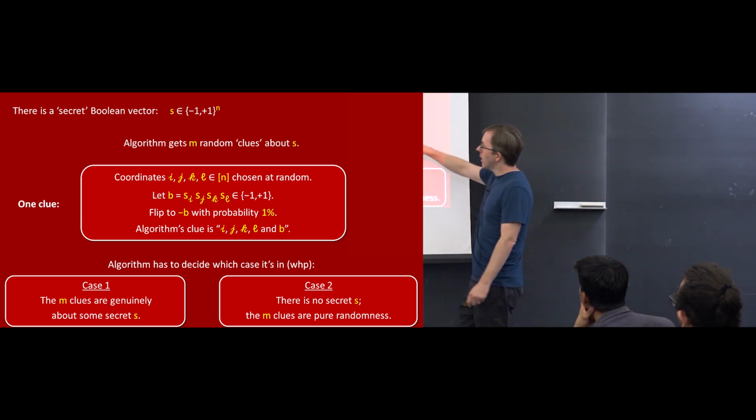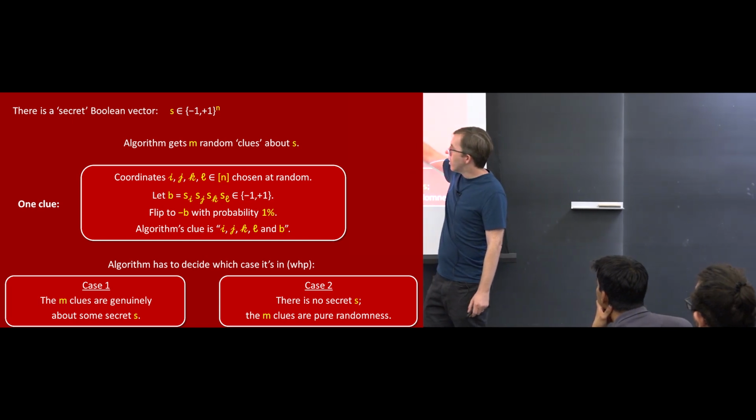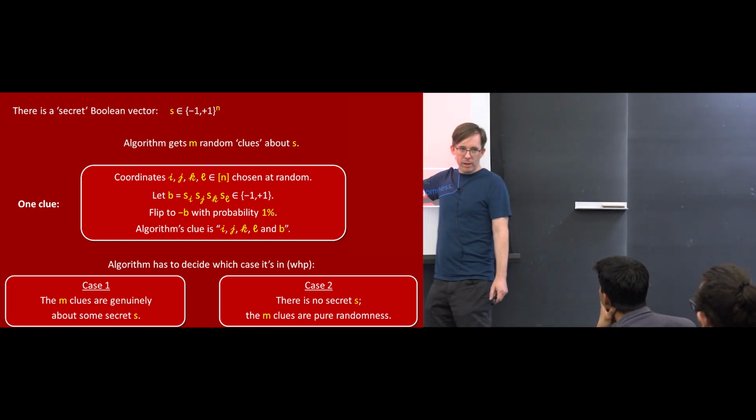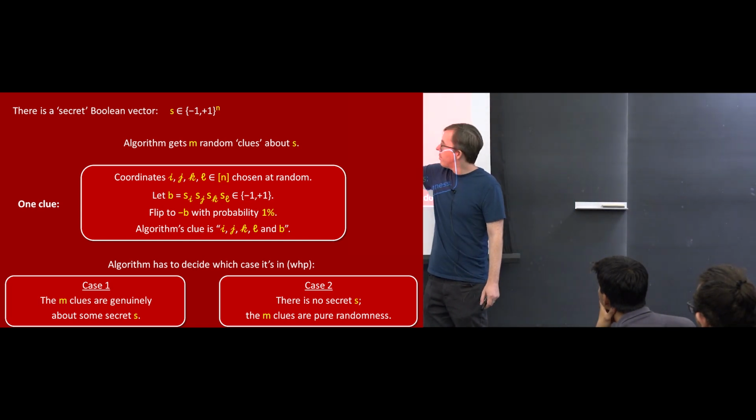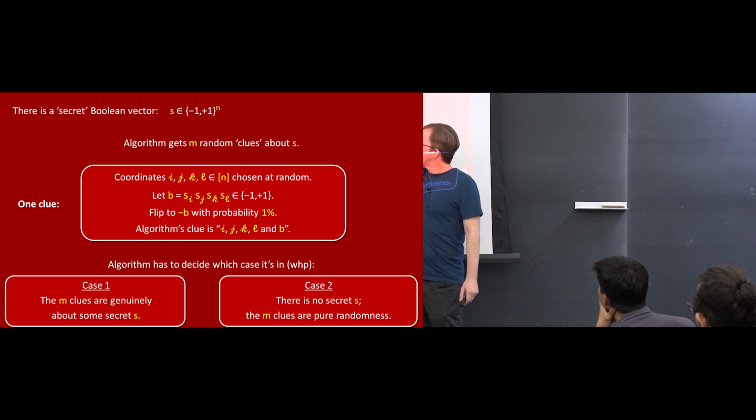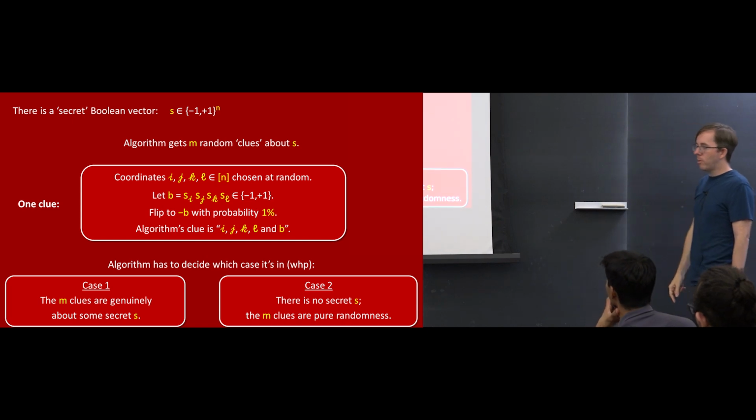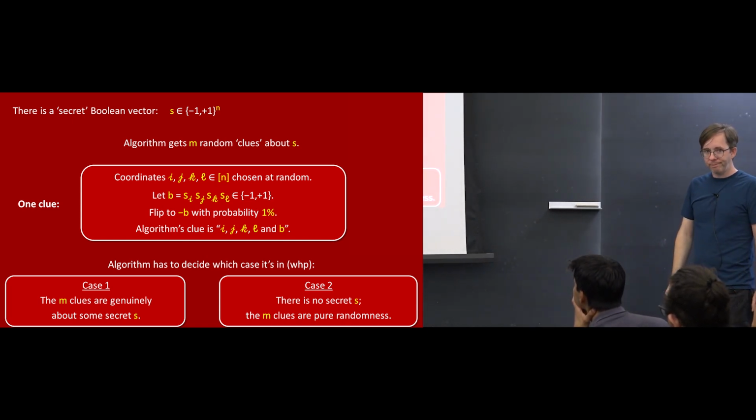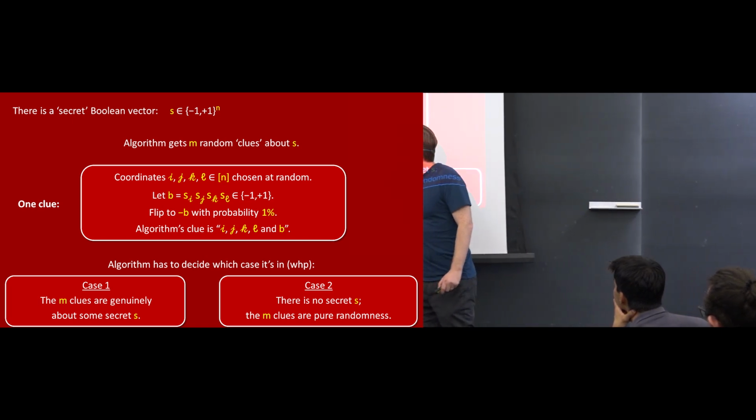Except not quite. There's a little bit of noise. First, it's as though this bit were computed, and then it's flipped to the negative of that with some probability, like 1%. And then the clue that the algorithm receives is the 4 positions i, j, k, and l, plus this value b. So it basically learns some product of 4 entries of S, except it maybe gets the wrong value with probability 1%. So that's what actually happens in case 1.